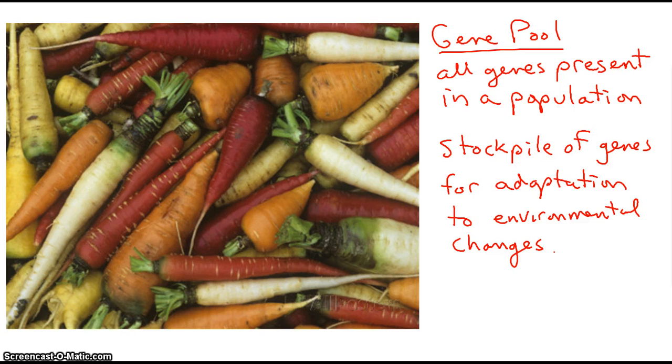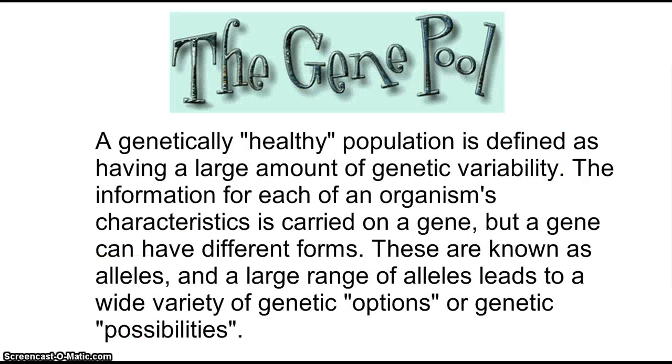If all of a sudden the conditions get colder, there might be a species of carrot that's better adapted to that. Or if it gets wetter, there might be a different species that has genes that are better adapted to that. So the stockpile of genes, this gene pool, allows a population to remain healthy during changing conditions. So a genetically healthy population is defined as having a large amount of genetic variability, a big gene pool. The information for each of an organism's characteristics is carried on a gene, but a gene can have different forms. These are known as alleles, and a large range of alleles leads to a wide variety of genetic options or genetic possibilities. So this is that toolbox that I talked about.